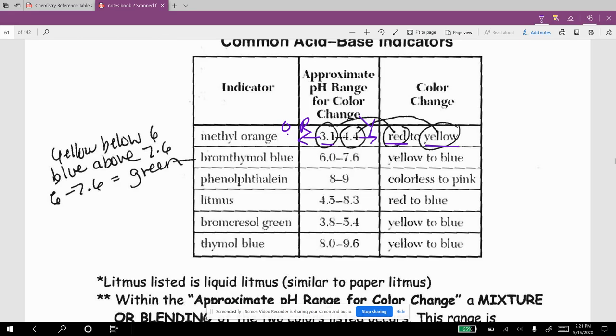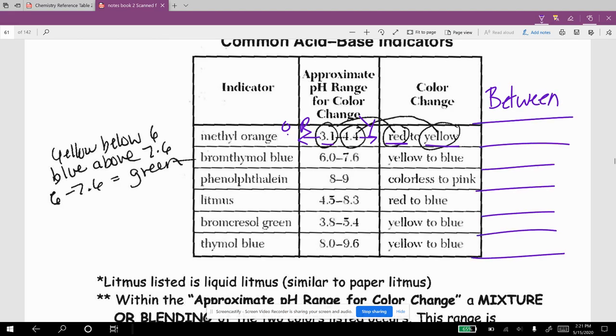And then I'm just going to add another column over here for between. If I have something between 3.1 and 4.4, it's somewhere between red and yellow. So in the rainbow, what comes between red and yellow, or what happens when you mix red and yellow together, you get the color orange.